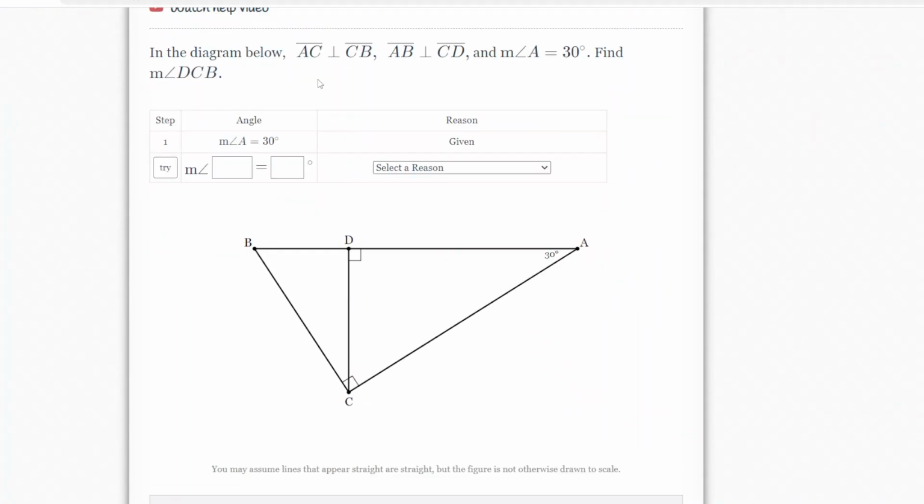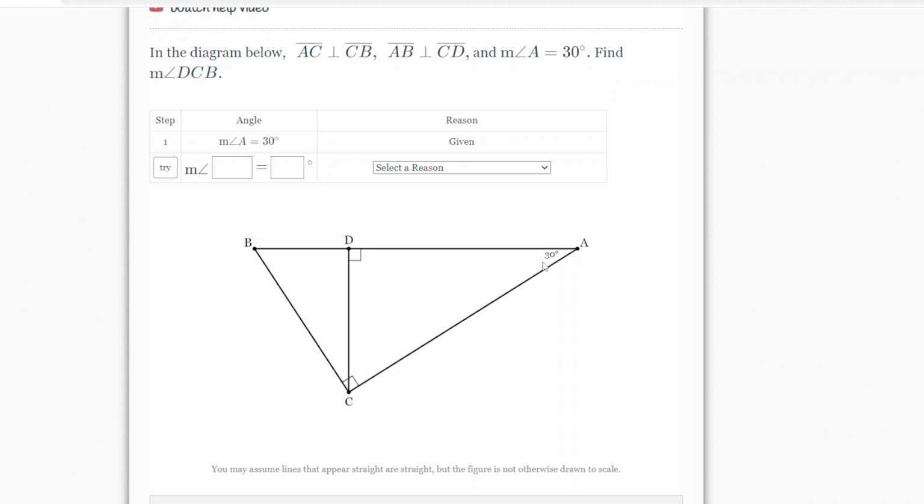All right, it says in the diagram below, AC, so this line, is perpendicular to CB. You can see they make a right angle here. And also AB is perpendicular to CD. They make a right angle here. The measure of angle A is 30 degrees. Find the measure of DCB. So we want just this little part here.